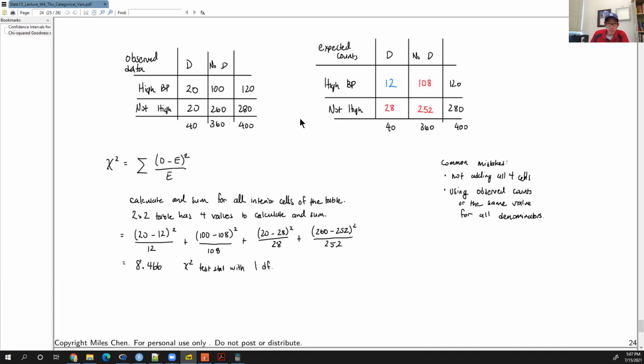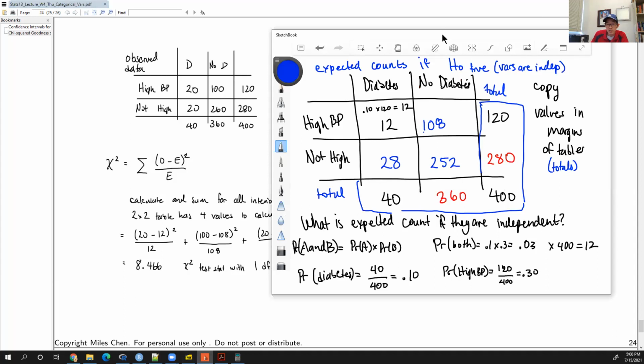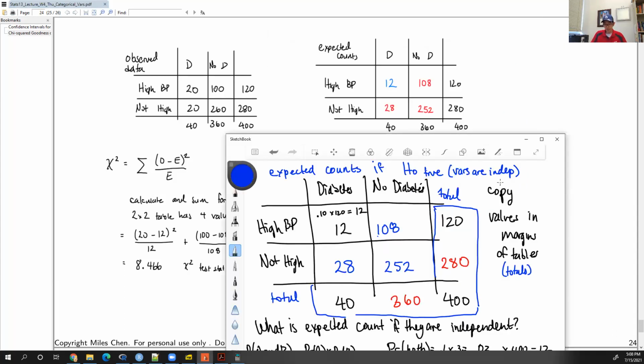Okay, and so this is my observed data. I observed 20 people having high blood pressure and diabetes, 100 people having high blood pressure and no diabetes, 20 people with diabetes and no high blood pressure, and 260 people with no diabetes and no high blood pressure. This is the distribution of 400 people. If the null hypothesis were true, I would have expected these values. And I showed you the process to get the expected values if the null hypothesis were true.